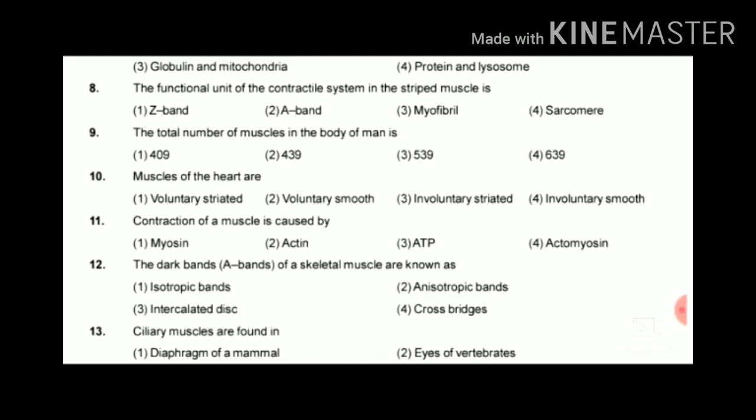The dark bands, A bands of a skeletal muscle are known as number 1, isotropic bands, number 2, anisotropic bands, number 3, intercalated disc, and number 4, cross bridge. There are basically two bands, A band and I band. A band is also known as dark band and anisotropic band, whereas I band is called light band and known as isotropic band. So here the answer is option number 2, anisotropic bands.